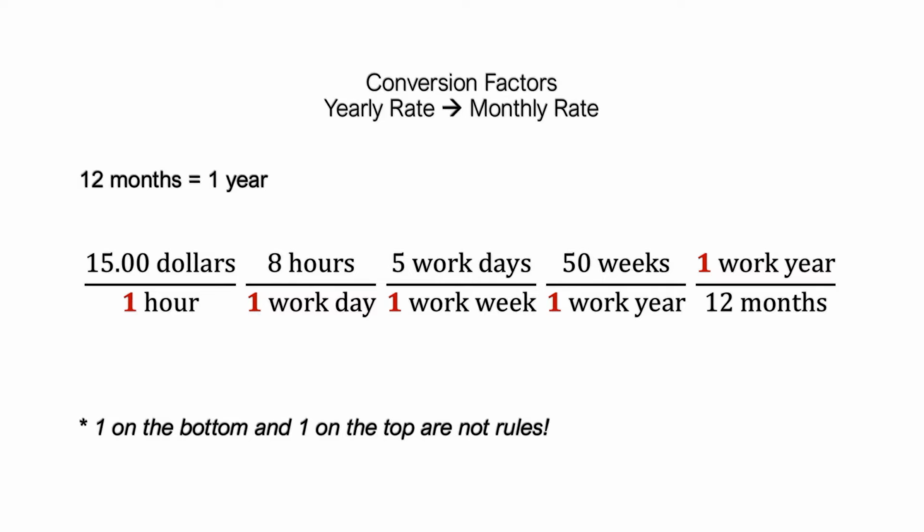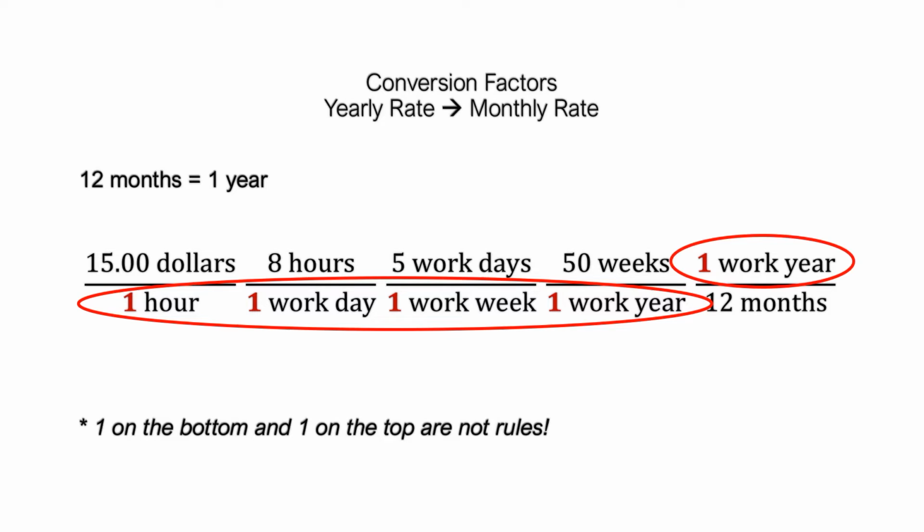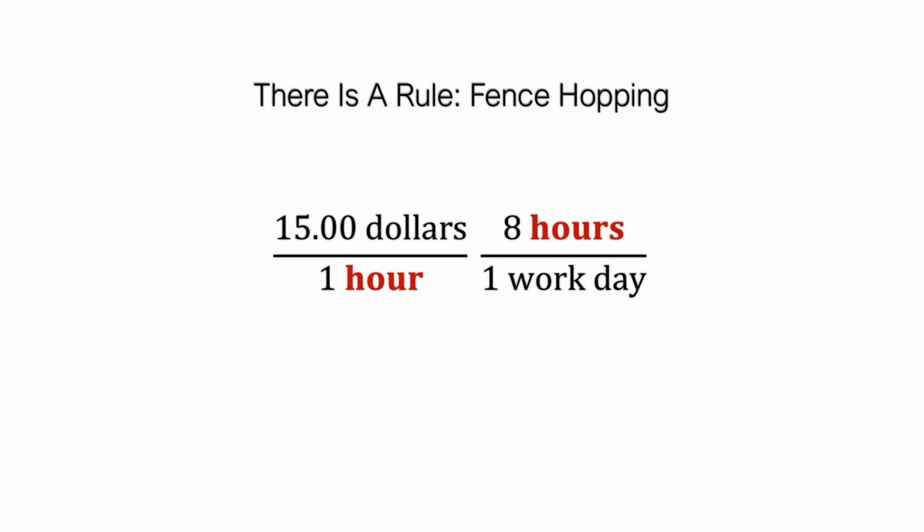Now, I chose this example to point something out. Don't make the assumption that we put every fraction together so that each fraction is something over 1. The first few fractions just worked out that way. Also, the last fraction has a 1 on top. That is not a rule either. But there is a rule. Look at the first 2 fractions. We have $15 over 1 hour and 8 hours over 1 work day. Our first fraction has dollars on top and hours on the bottom.